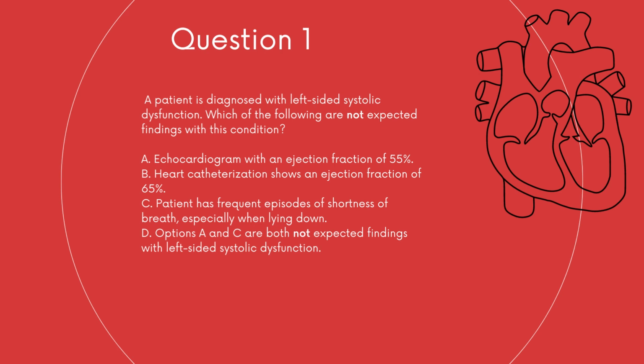All right, let's go through. Answer A, echocardiogram with an EF of 55. B, heart catheterization with an EF of 65. C, patient has frequent episodes of shortness of breath, especially when lying down. And D, options A and C are both not expected findings. What I want you to think about is that this question is pretty much asking: with a patient who has left-sided systolic dysfunction, would they have a normal ejection fraction? So I want you to think about this.